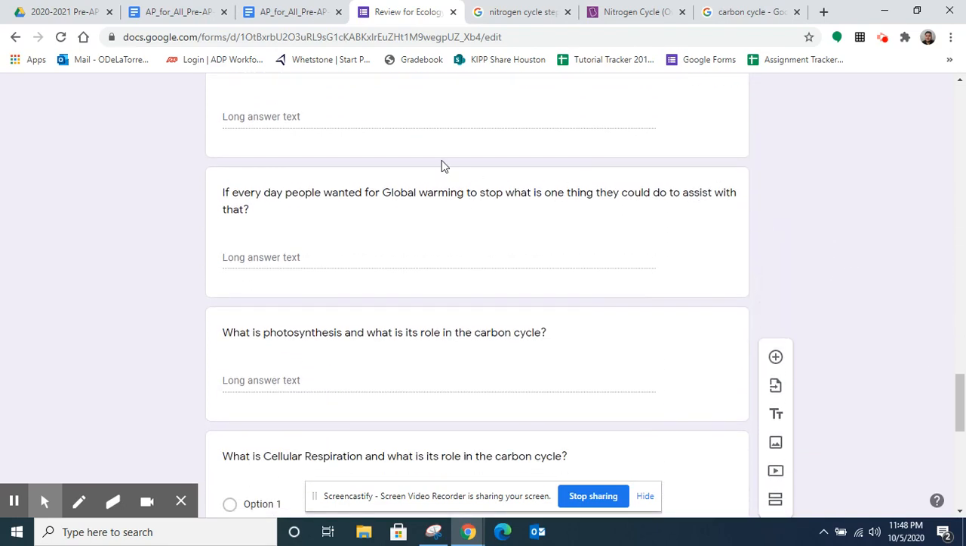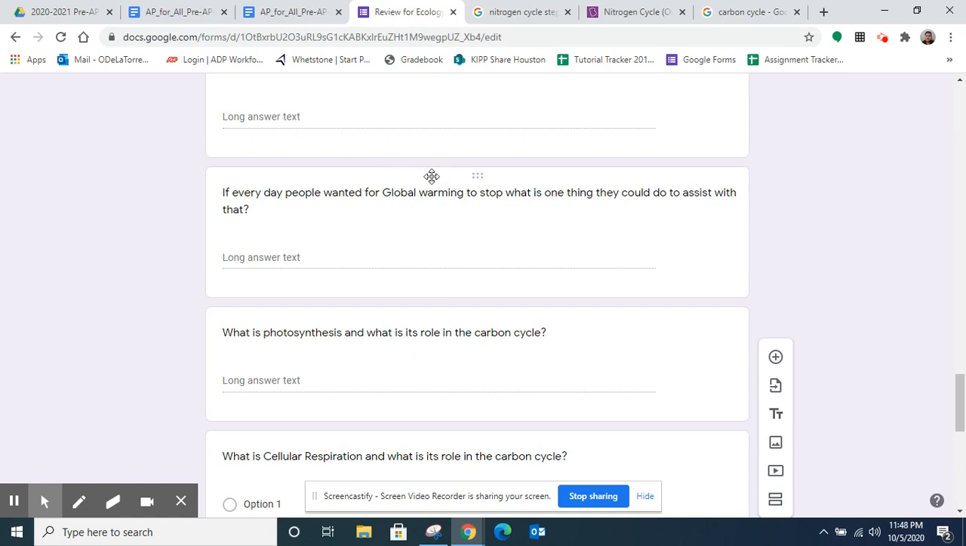Next section. If everyday people wanted global warming to stop, what is one thing they could do to assist with that? We don't want global warming anymore, so what could we do to stop it? On the last question, we mentioned how every day we drive cars. So some things we could start doing is maybe we should carpool, or take public transportation because there are a lot of us who need to get around. Maybe we could burn less fossil fuels by not needing so many products. These are simple things that would help stop global warming.